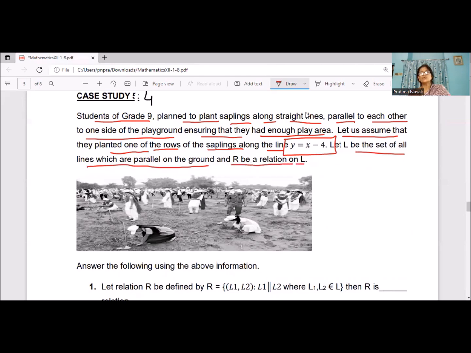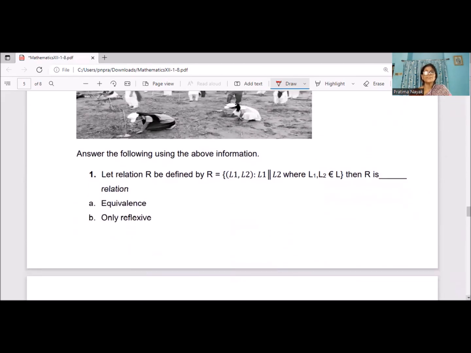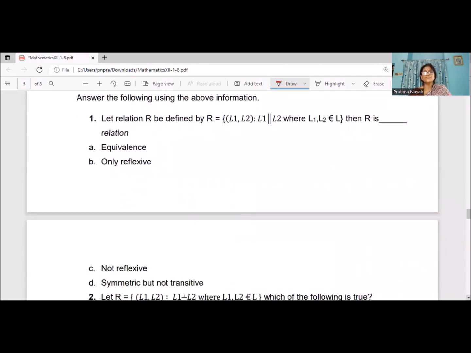and R is a relation defined on the set of lines. Now, following this information, you have to answer the questions.